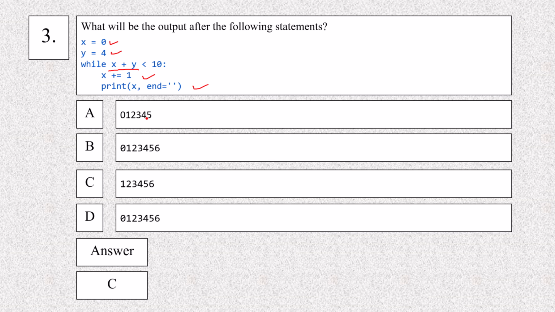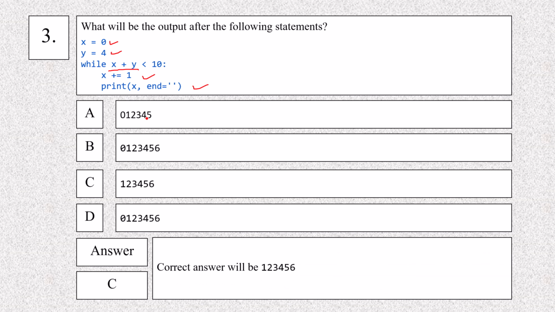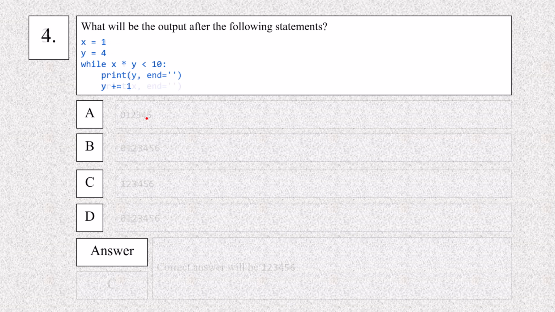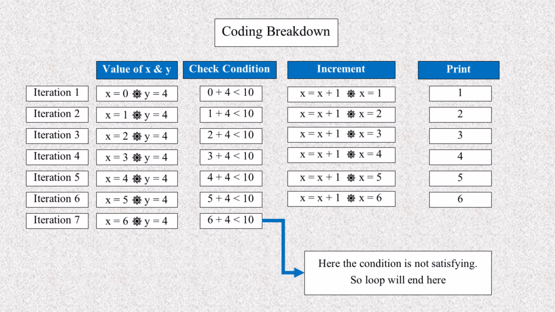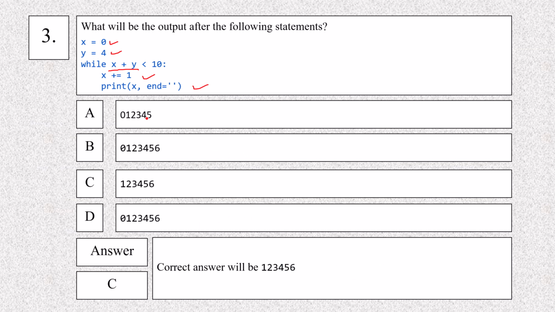You can copy and paste the code in IDLE or Jupyter Notebook, and you'll be able to see that it will give the output of option C. Here is our coding breakdown. You can see each and every iteration. Next question.